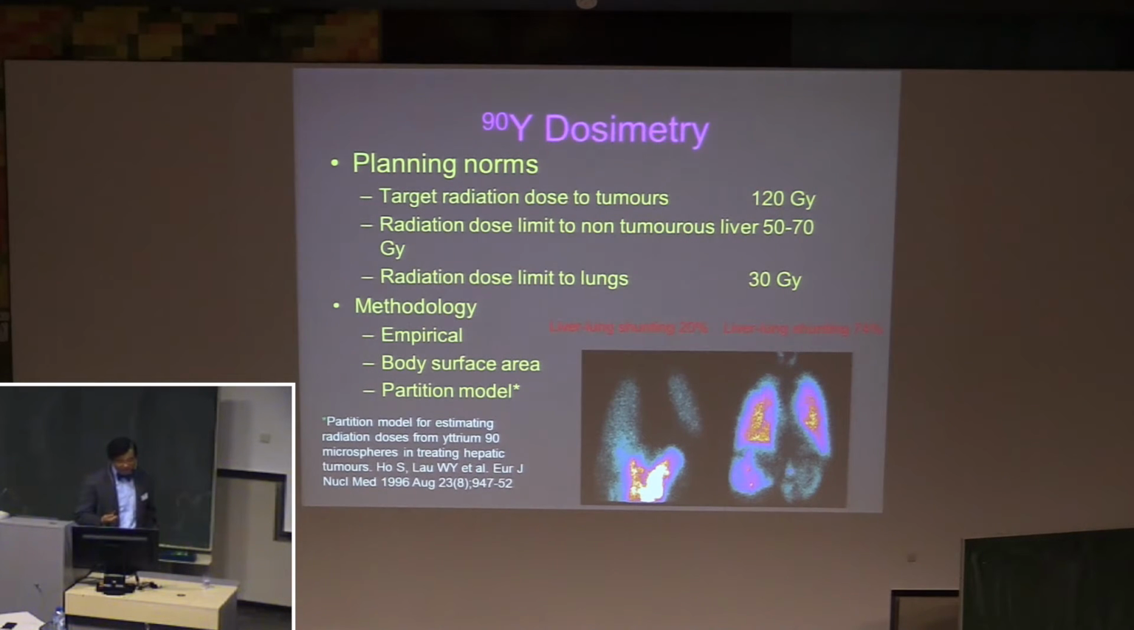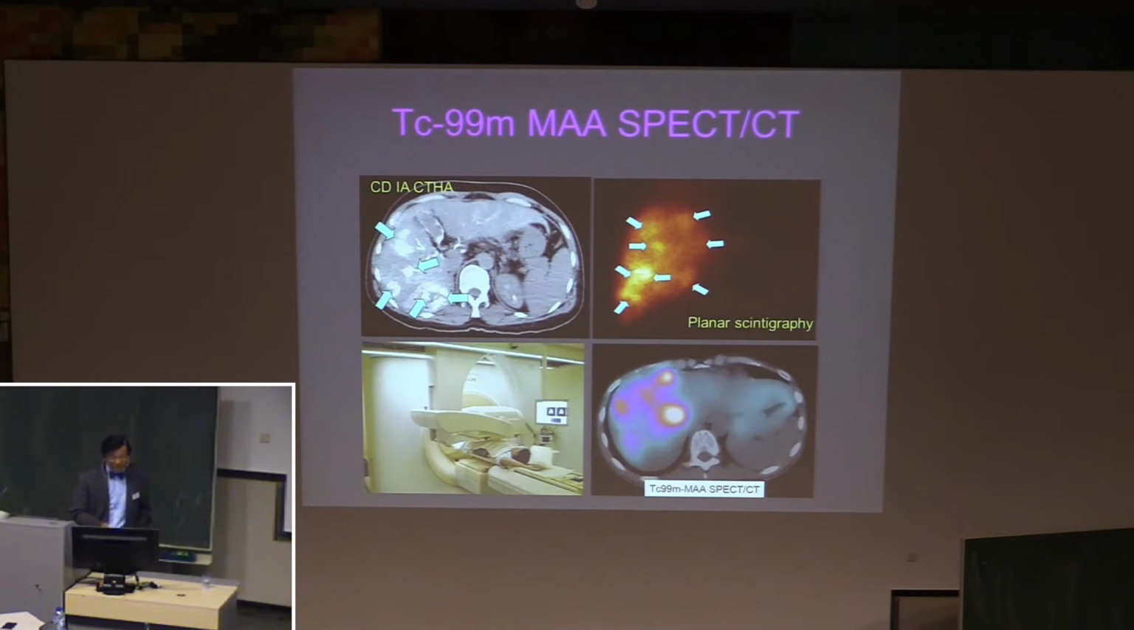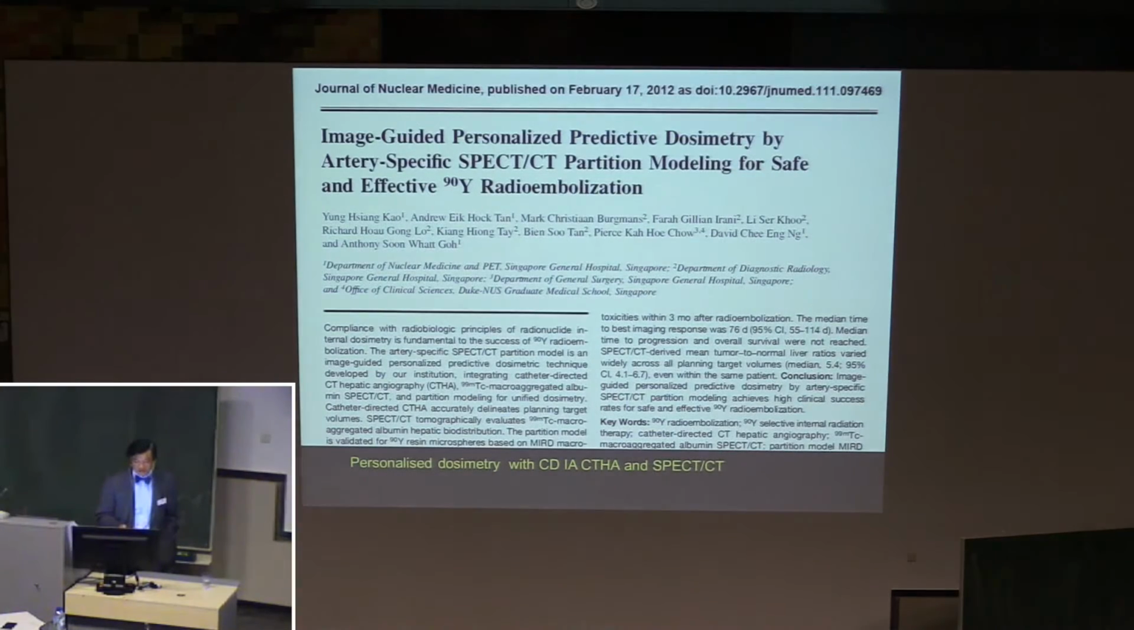In terms of calculation of doses, there have been many different methods described. Initially, a lot of it was empirical. In our group, we've now used the combination of imaging that we acquire in the workup for these patients, and with this information, we are able to deliver personalized predictive dosimetry through our techniques.